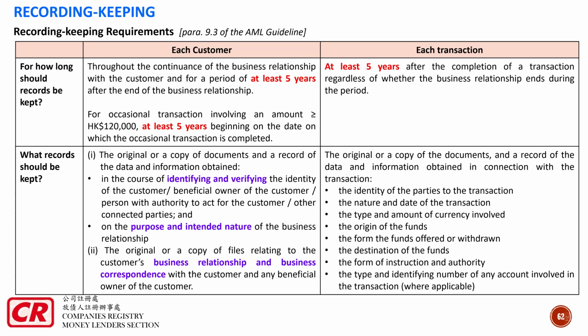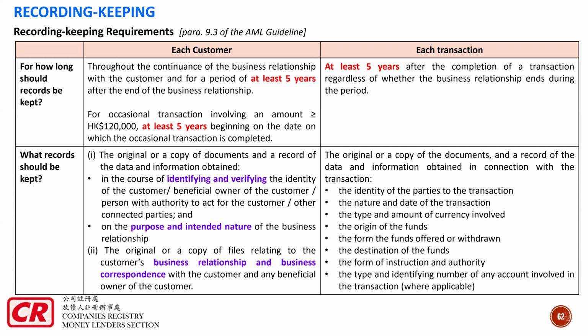The types of records that should be kept include the original or a copy or even e-copy of the data or information obtained in the course of identifying and verifying the identity of the customer, the beneficial owner, and the person with authority to act, and also other connected parties. Also, you need to keep the records in respect of the purposes and intended nature of business of the relationship.